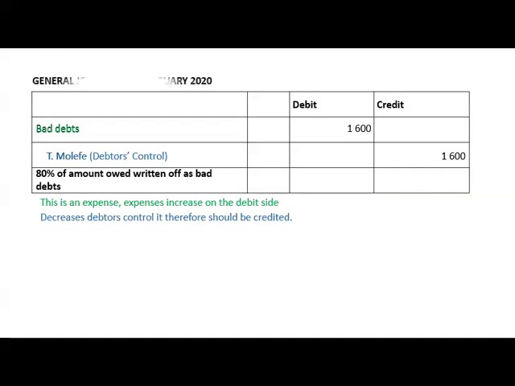How do I record it though? Debit bad debts, because it's an expense, and credit Timolefe, because it's a debtor. That also reduces our debtors control. Here are the explanations.